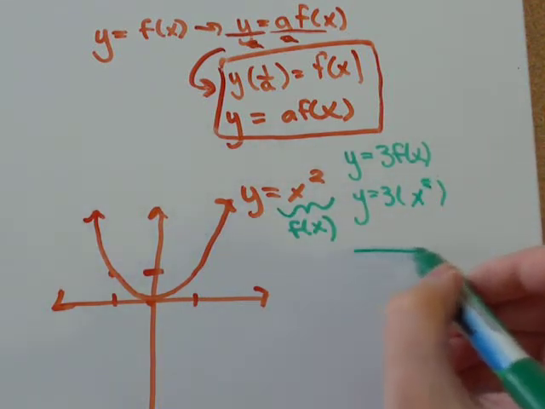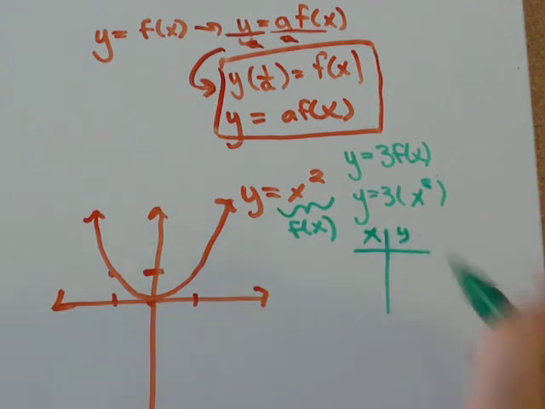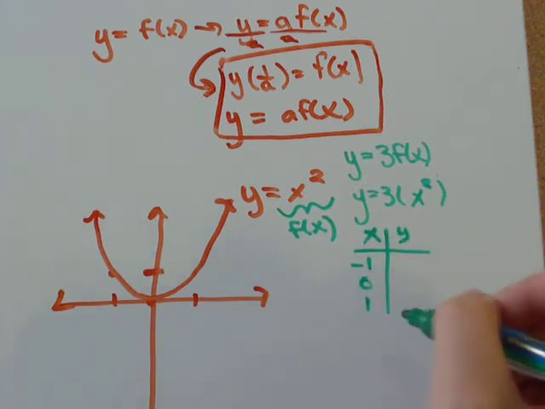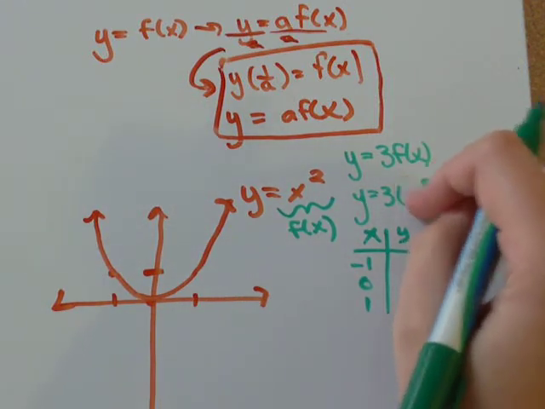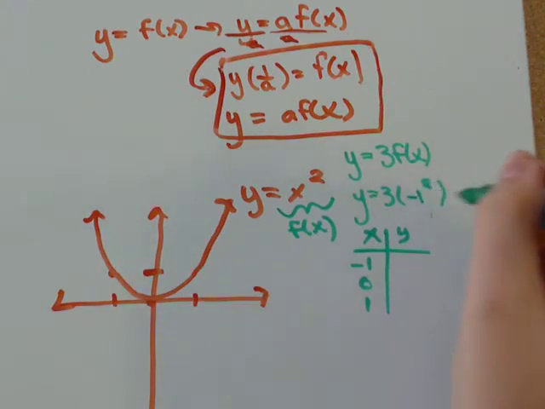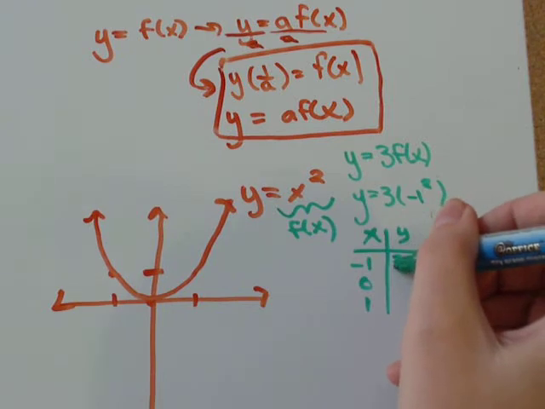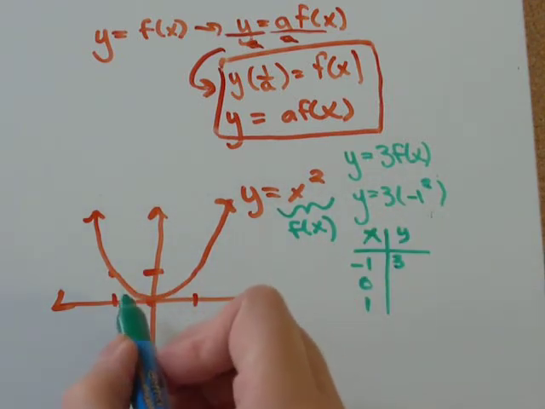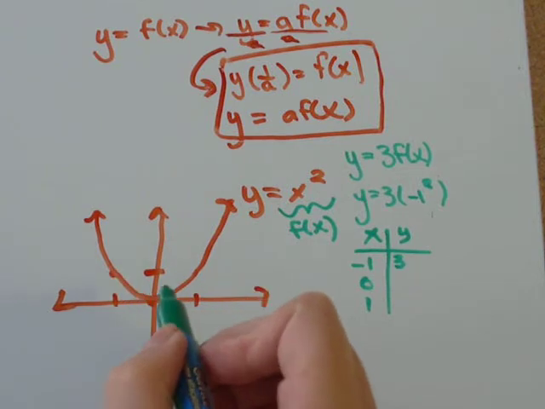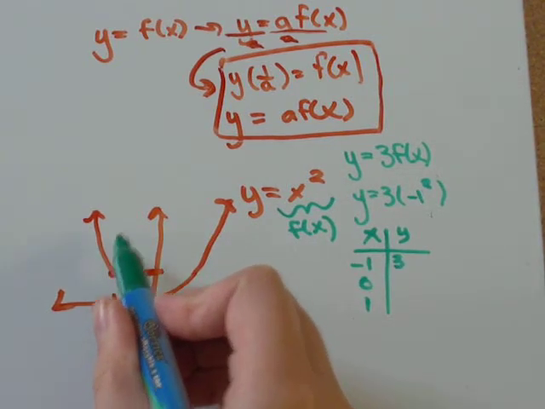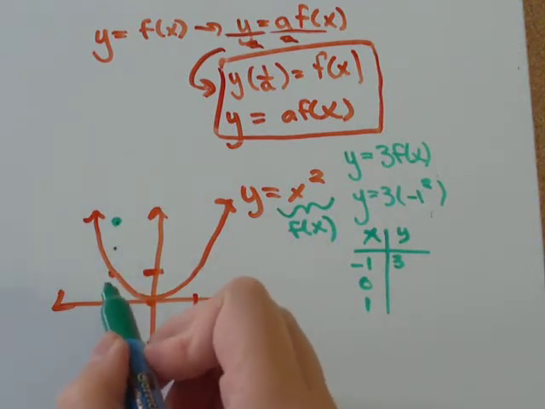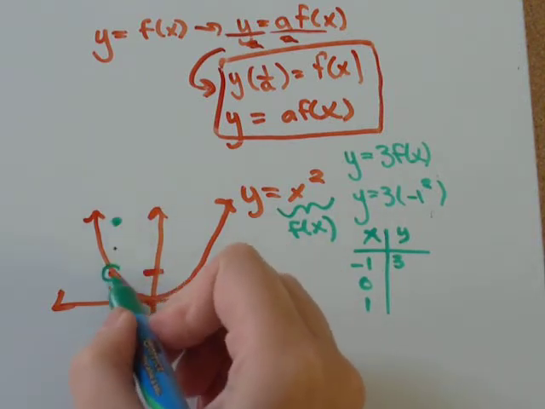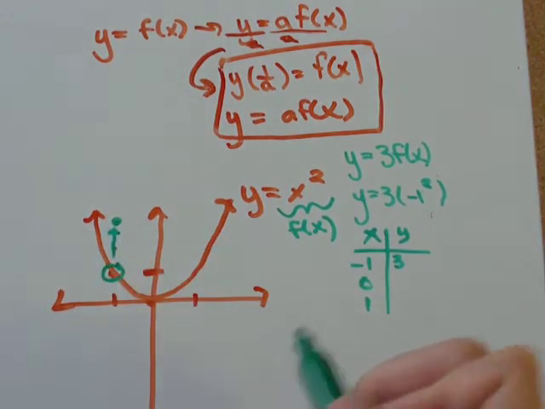So let's make a little xy chart again. We'll use -1, 0, and 1, the same points as we did before. So if we replace this x squared with -1, well, -1 squared is +1 times 3, +3. Now we've got a point at, instead of being at -1, 1, it's at -1, 3. It's up here. The x value doesn't change, it's the y value that changes. This point moves up there.